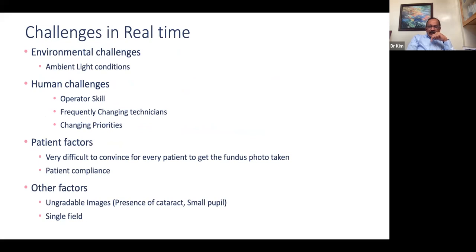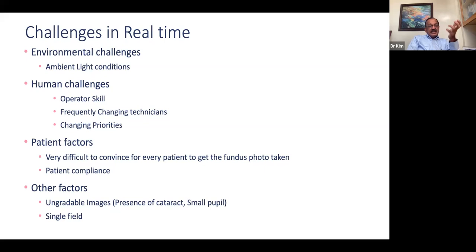So there are very many challenges in deploying and using AI. One is the environmental challenges, the different scenarios and different light conditions in which we need to take fundus photos. The very important thing is the human challenges, the operator's skill to take fundus photos.